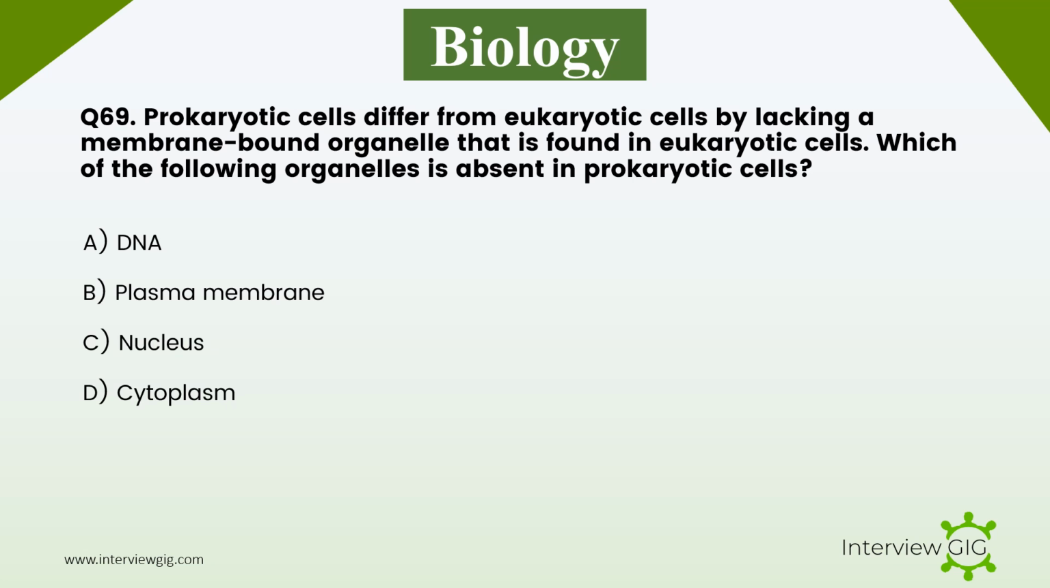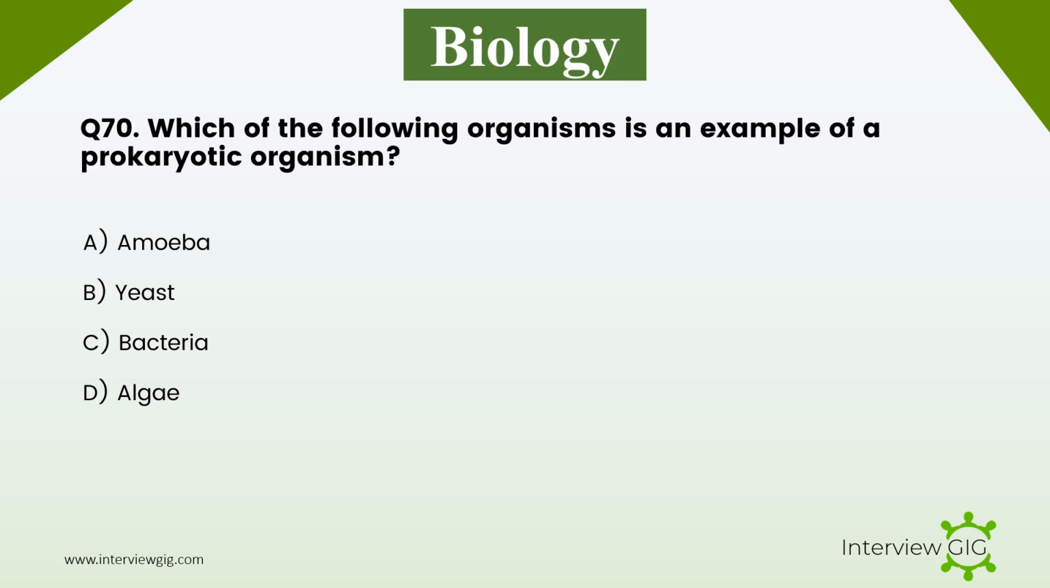Question 69. Prokaryotic cells differ from eukaryotic cells by lacking a membrane-bound organelle that is found in eukaryotic cells. Which of the following organelles is absent in prokaryotic cells? A. DNA. B. Plasma membrane. C. Nucleus. D. Cytoplasm. Answer C. Nucleus.